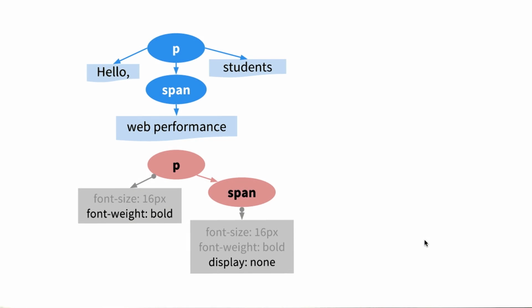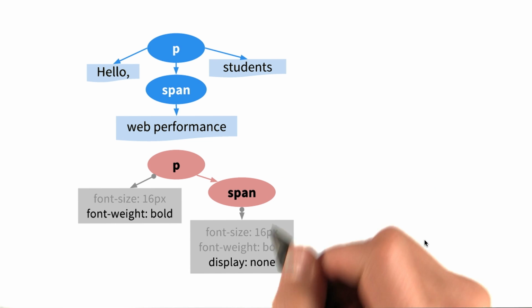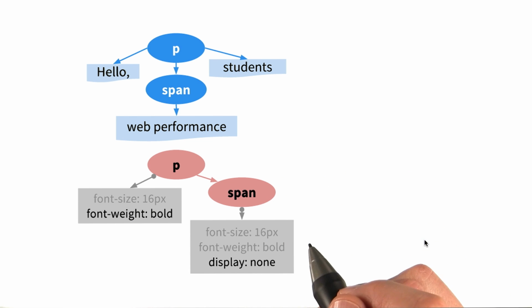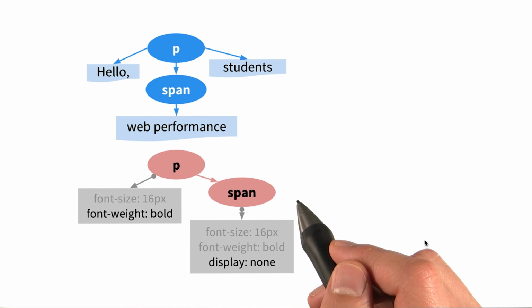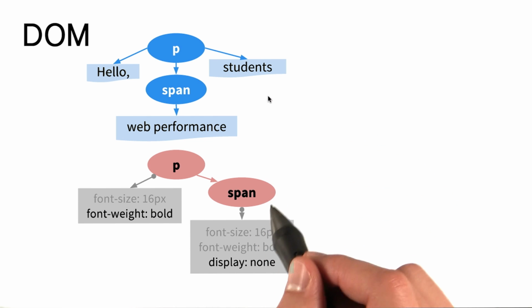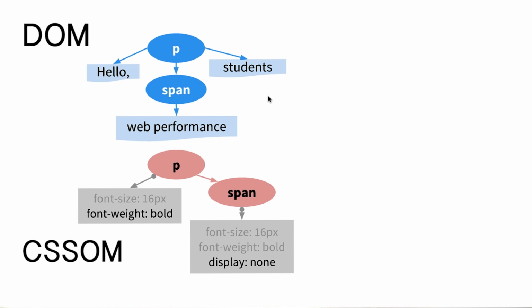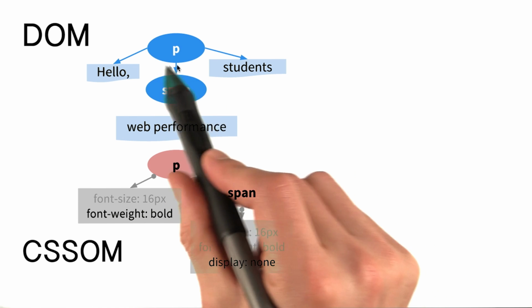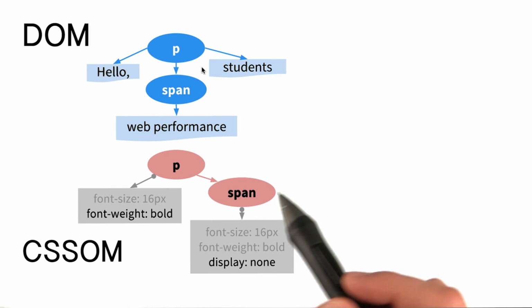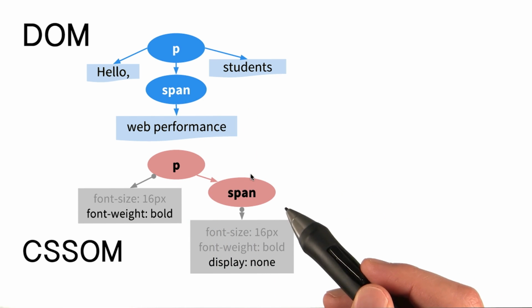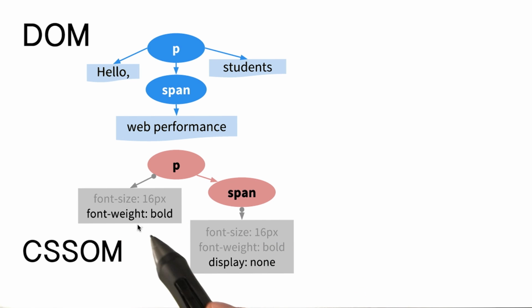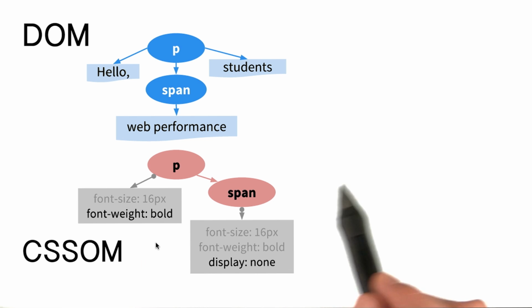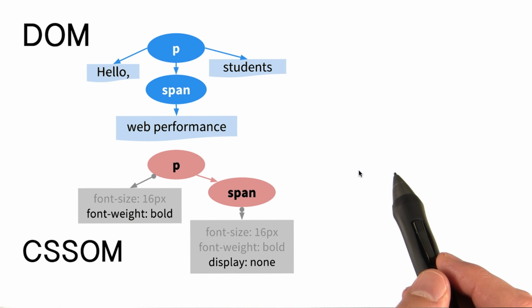One of the most important properties of the render tree is that it only captures visible content. And to see this in action, let's work through the simple example we have in front of us. At the top, we have the DOM tree, and at the bottom, the CSS object model. To construct the render tree, we start at the root of the DOM tree, which in this case is the paragraph node, and check if there are any CSS rules that match it. In this case, we see that we do have a matching rule that makes all the text render in 16 pixel font size and in bold. So we copy the paragraph node to our render tree alongside with its CSS properties.